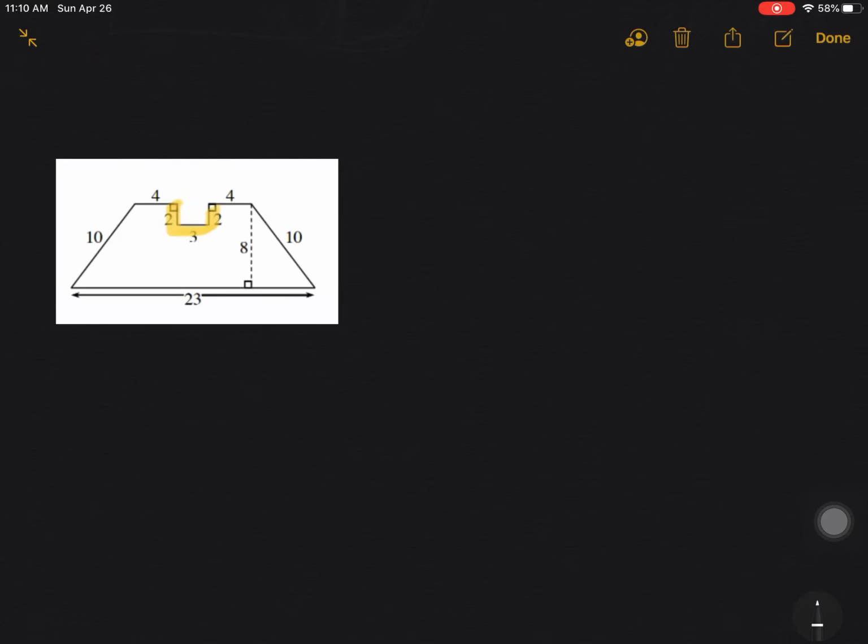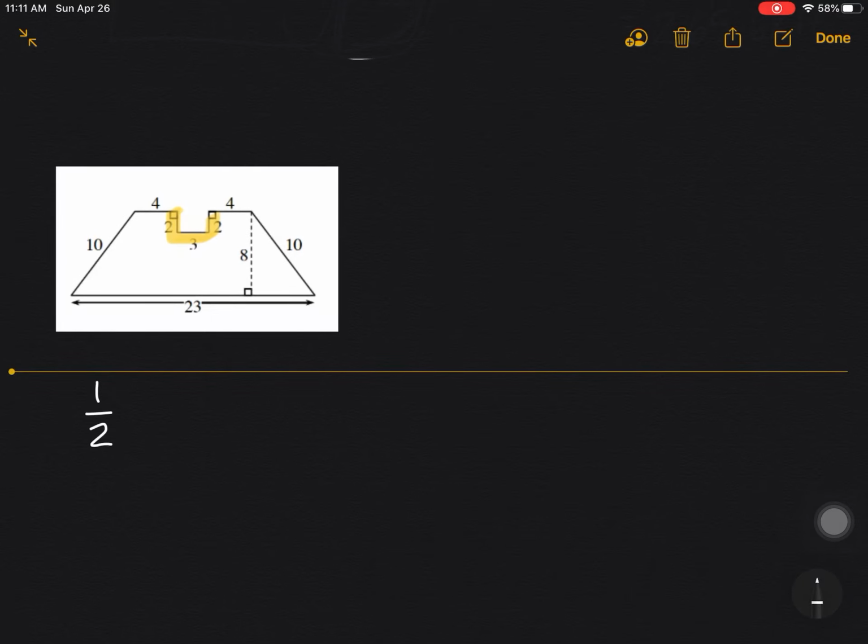So what we are going to do when we're working with areas of missing parts is we're going to find the area of the entire shape, and then we're just going to take away or subtract the area of that missing part. So for this case, we need to remember the area of a trapezoid. Now, this is on your formula sheet, and make sure that we are taking a look at what each formula is before we start. So the area of a trapezoid here is 1/2 base 1 plus base 2 times our height.